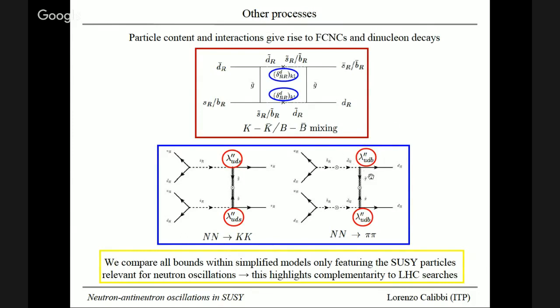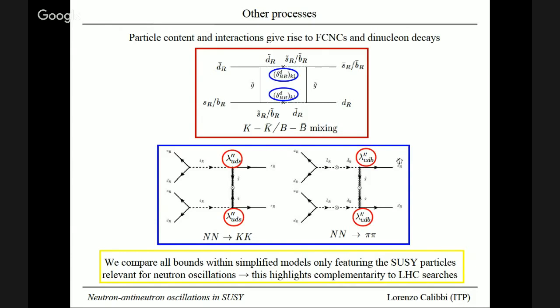In case we employ the coupling involving the third generation, the bottom, just for kinematical reasons, the nucleons cannot decay to B mesons. But of course, we know that for n n bar oscillation, we need flavor mixing. So we can employ the flavor mixing to write a diagram like this that gives rise to decay of the dinucleon to 2 pions.